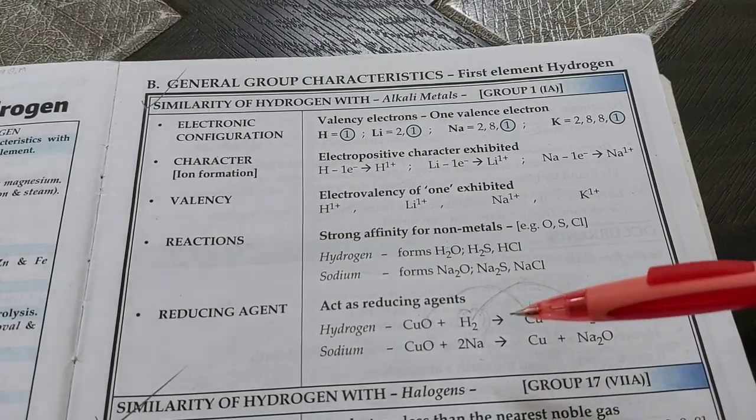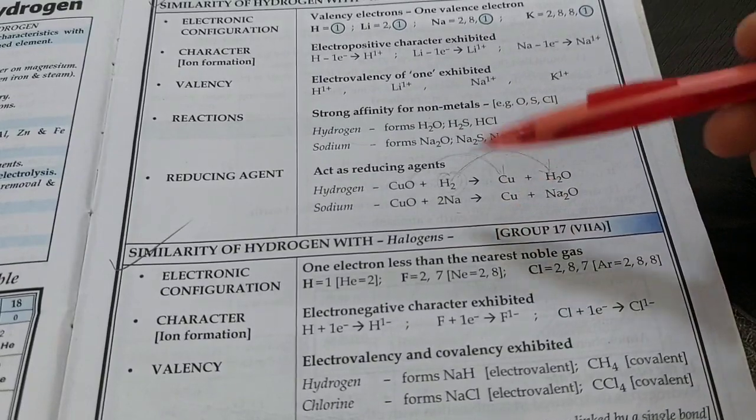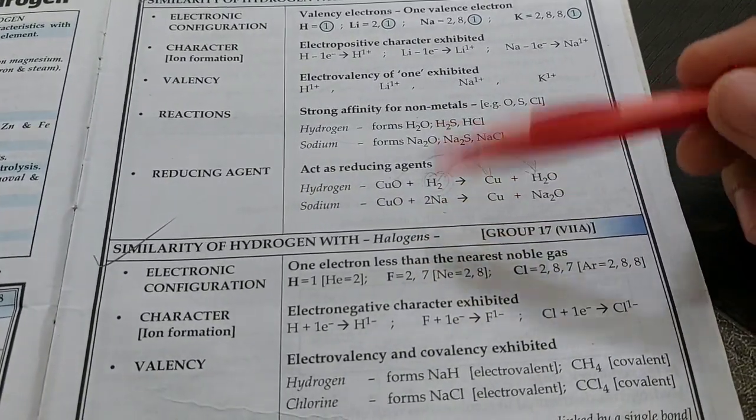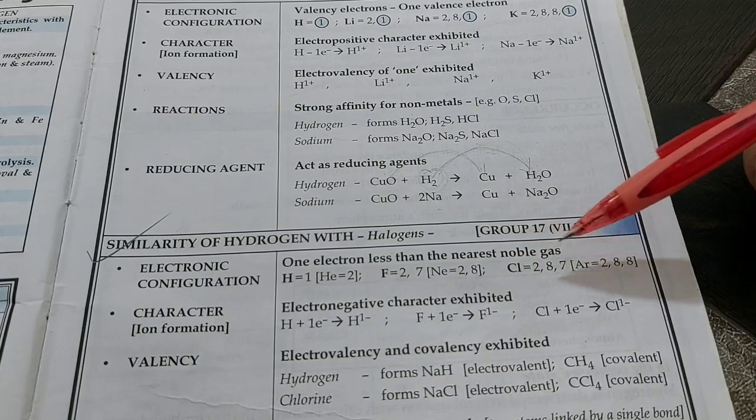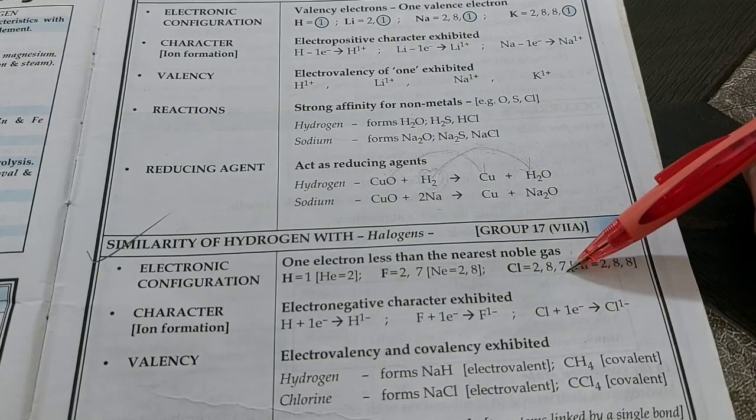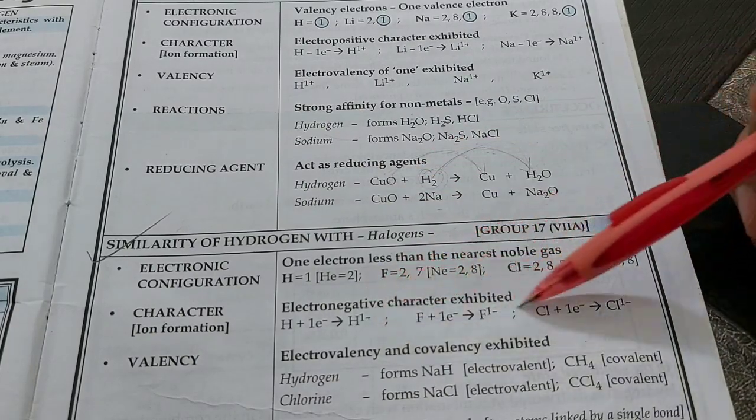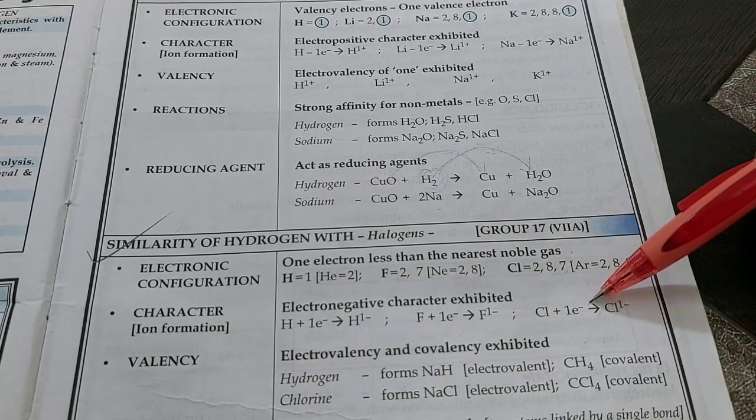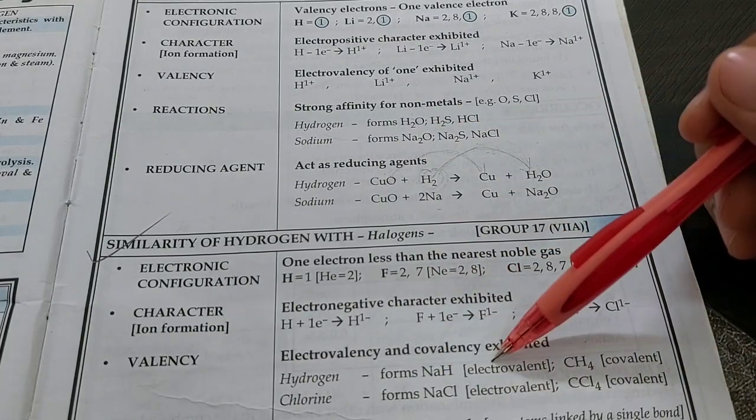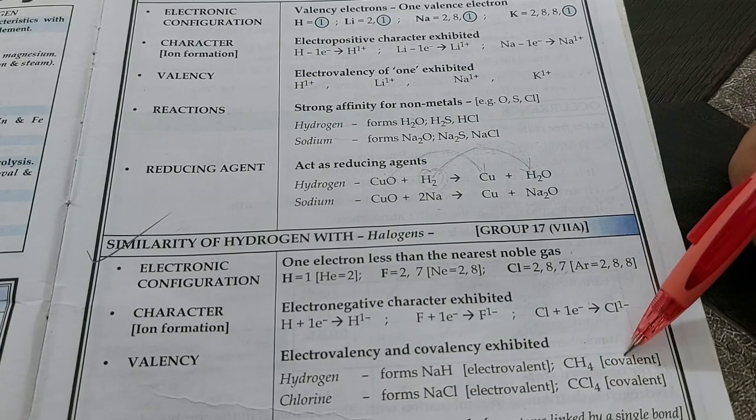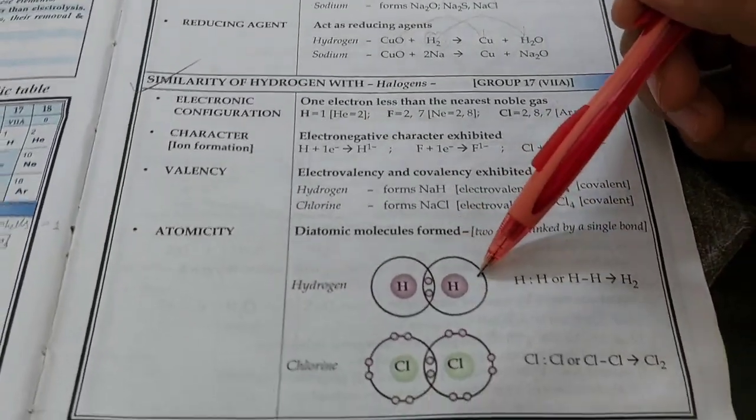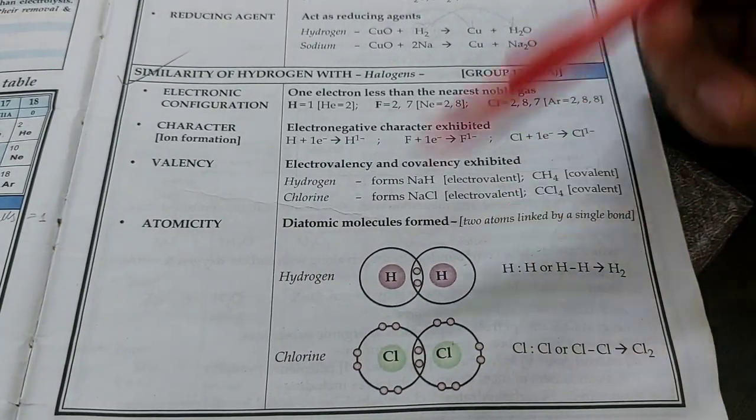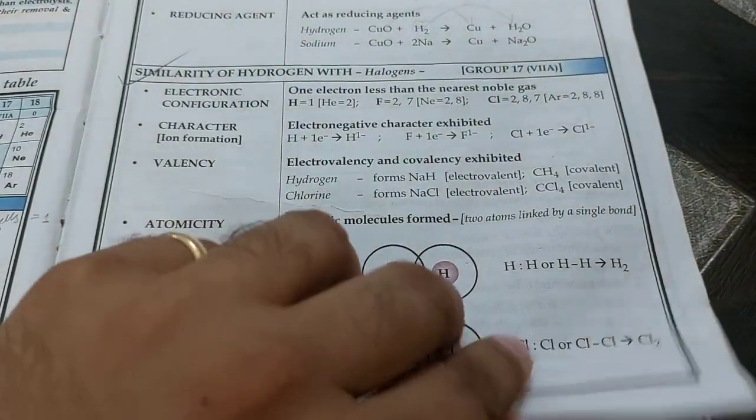Next, what are the similarities with halogens? First of all, again, electronic configuration. Hydrogen has one less electron compared to the nearest noble gas's electronic configuration, just like halogens. Even it can form anions by accepting electrons, just like fluorine, chlorine. Well, with metals it forms ionic bonds, and with non-metals it forms covalent bonds, just like halogens do. And most importantly, it is diatomic, just like halogens. Metals are monatomic.